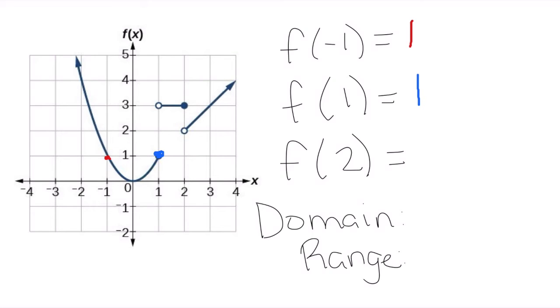And then the last one we're going to look at is f of 2. So again, we're going to find 2 on our x-axis, follow it up to the graph. Oh, that is an open circle, so that's not included. So we're going to keep looking, and we see here that that is a closed circle. So f of 2 is going to be 3.